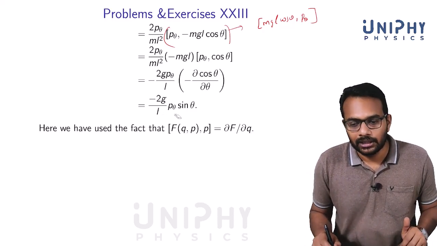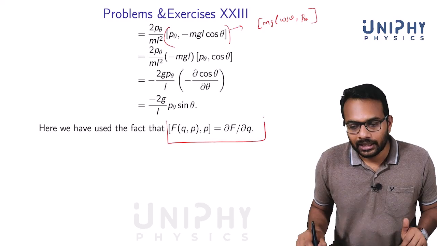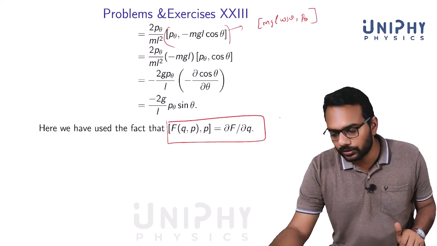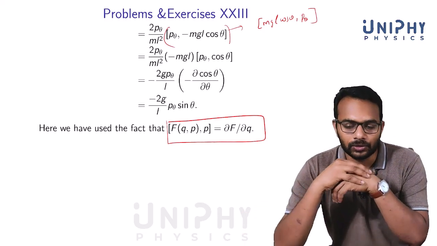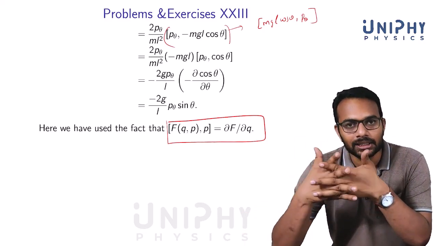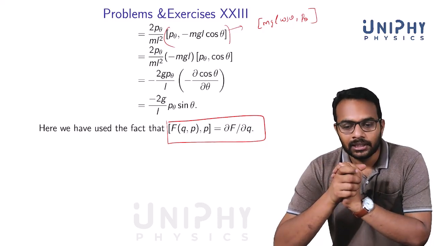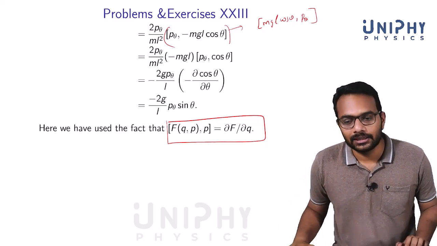So we have used the result that the bracket of f(q, p) with p is the partial derivative of f with respect to q. I gave you this problem just as a demonstration of using some of the techniques that we have been familiarized with. So with that, I'll conclude this session. Thank you.